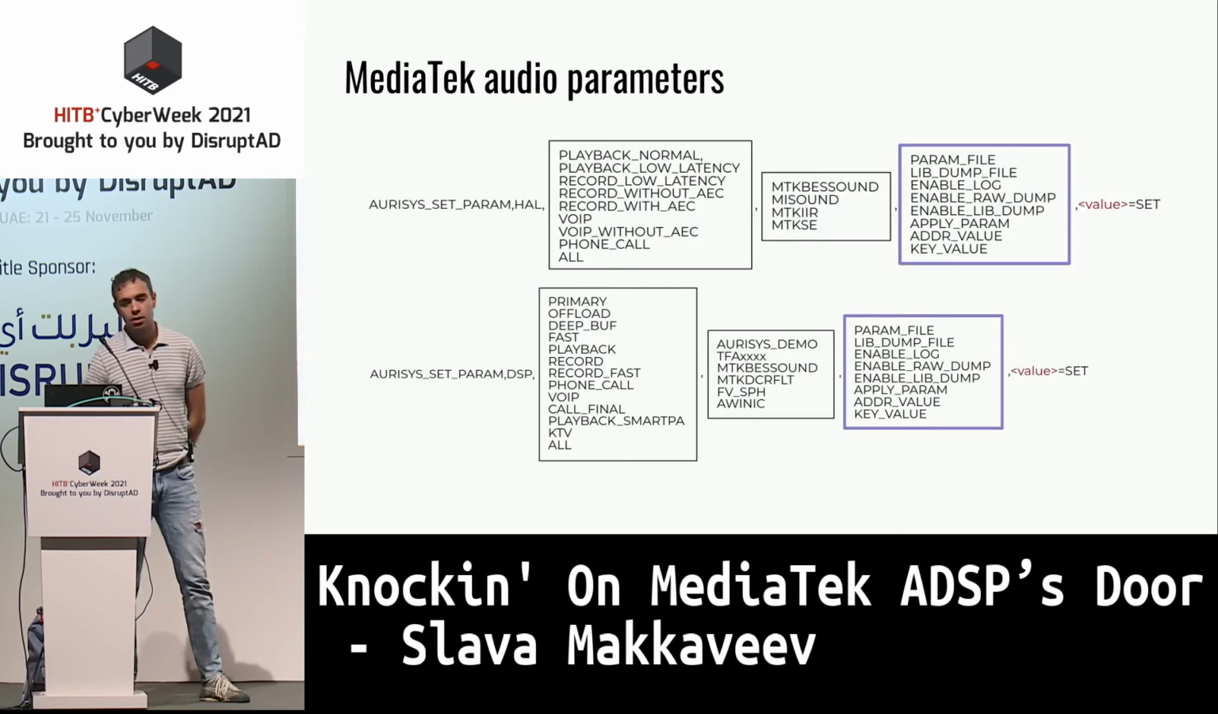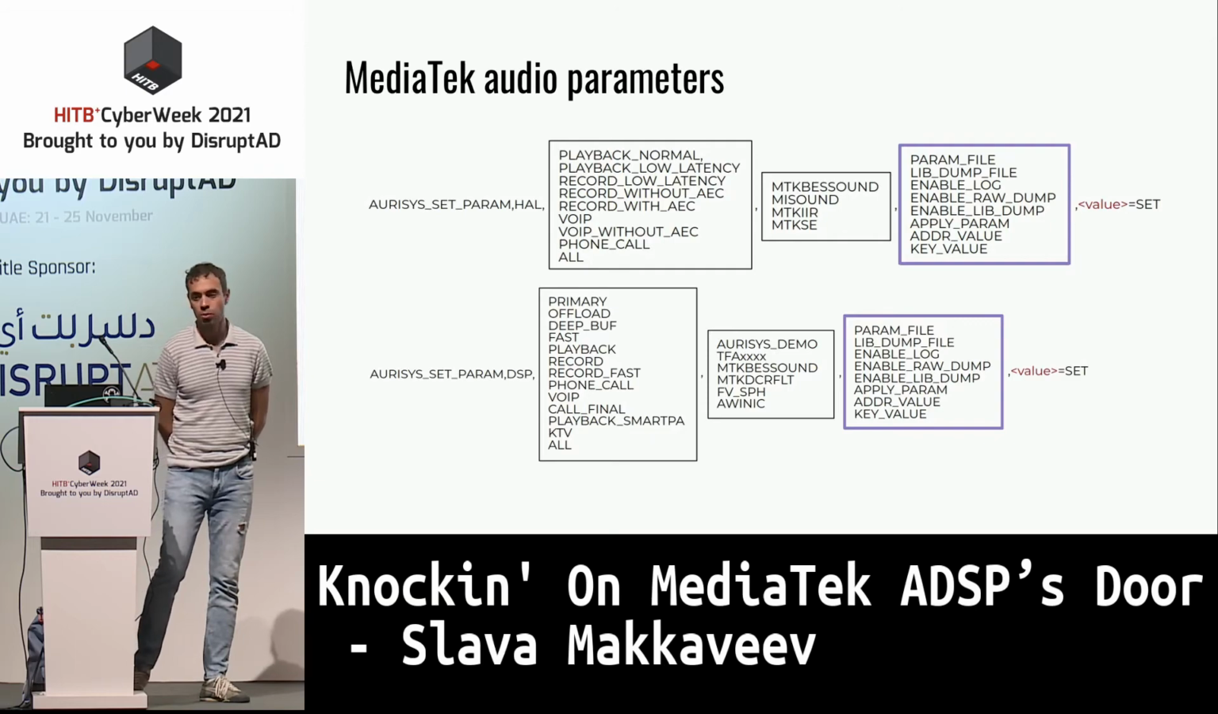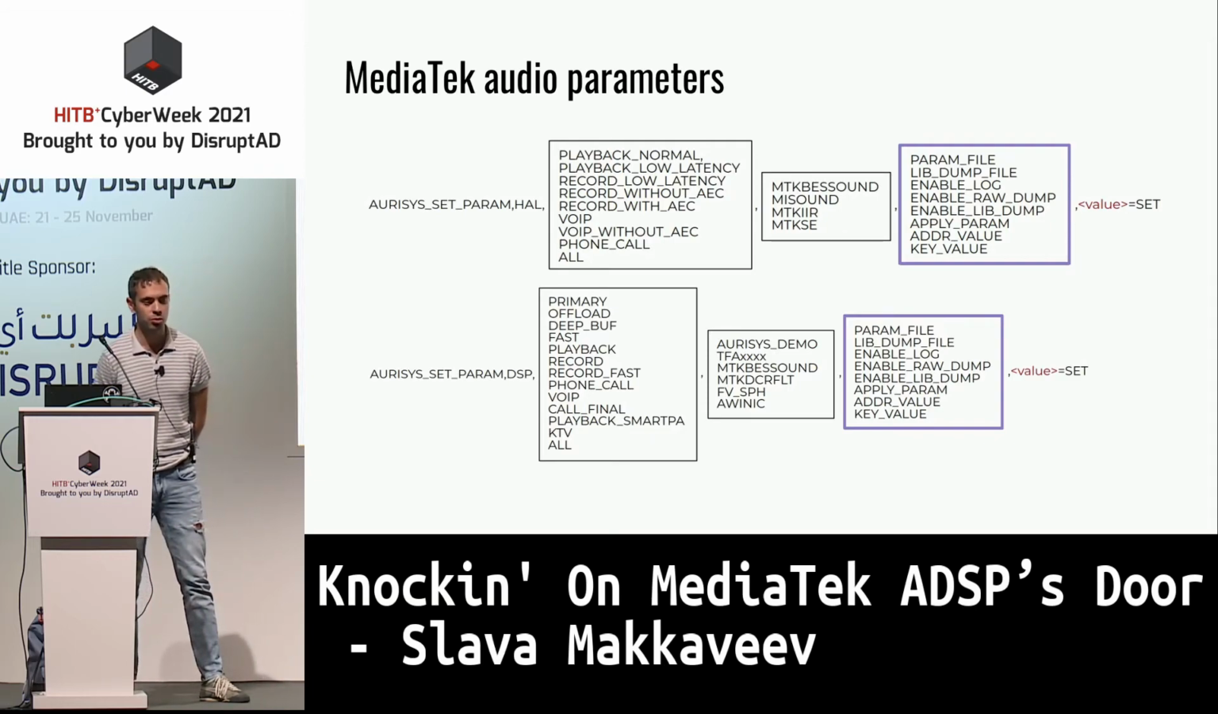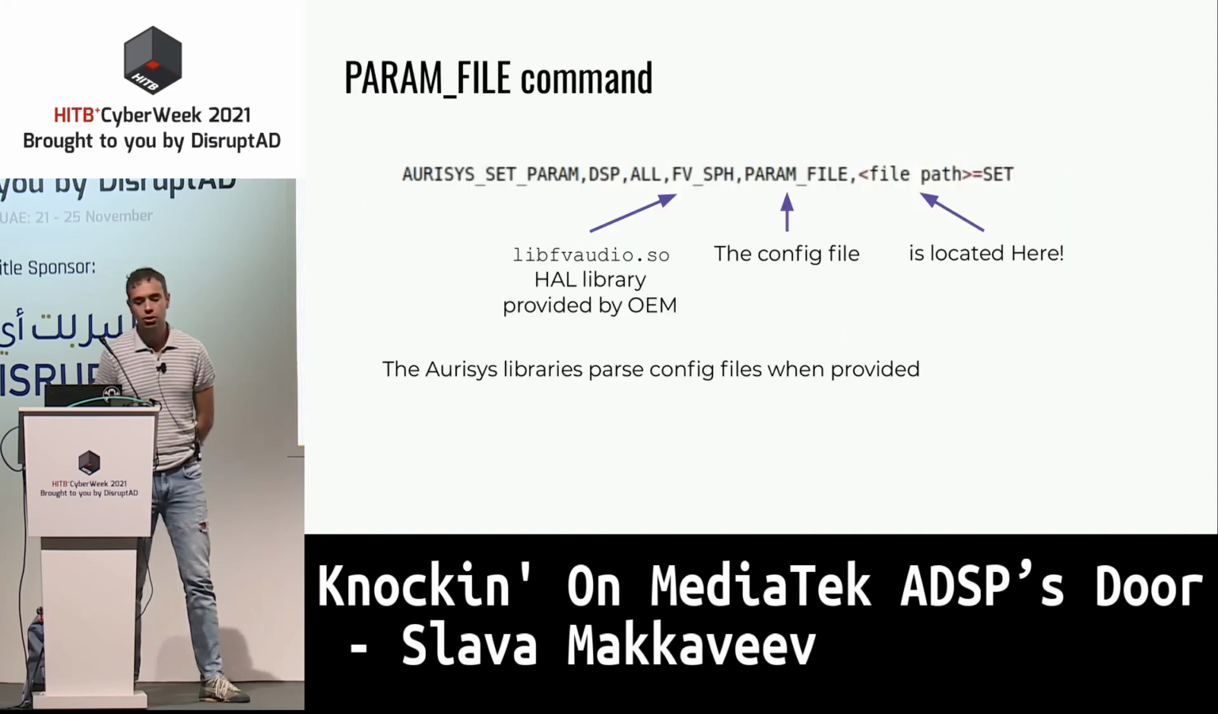And on these slides, I've combined all the accepted parameters. And the most interesting part is the command name. On my test Xiaomi device, I found 9 possible commands. And all these commands are interesting for us in terms of information leak. But I want to pay attention only to one parameter, the param file command.